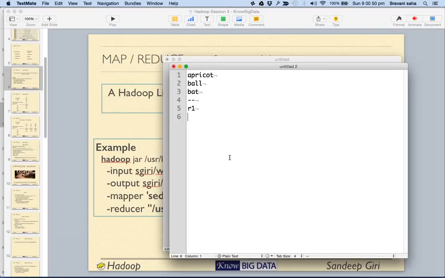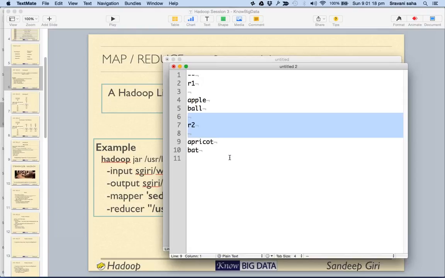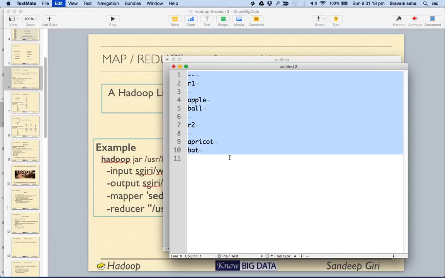Okay, so it might happen that apple would go here, ball will go here, on the reducer 2, apricot and bat will go. So these are two reducers, which means there will be two files, part 2 and part 1. And when you concatenate them, you will get something like this, which means the result may not be sorted.